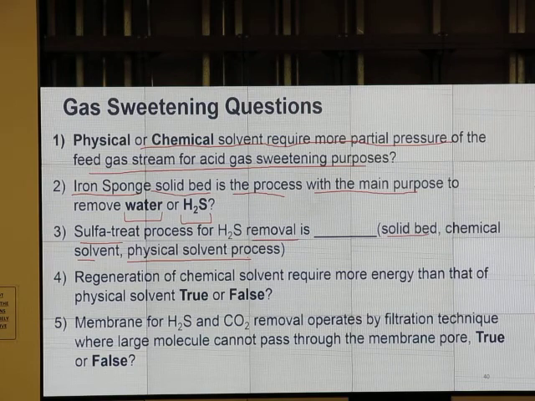Okay, next. Who's next to you? What's your name? Landon? Yeah. Solid bed, correct. Okay, next one. Jared? Regeneration of chemical solvent require more energy than that of physical solvent. True or false? True. Correct.